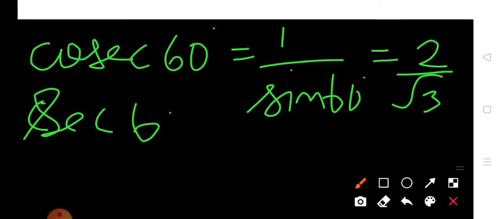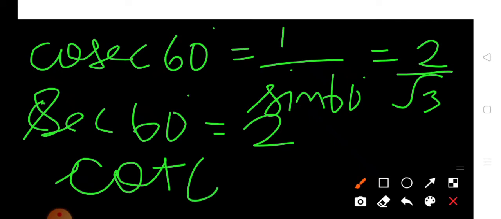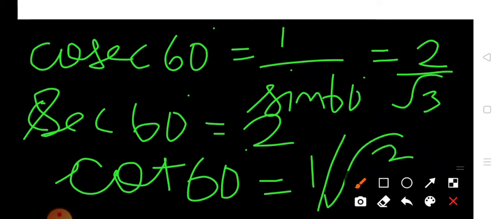अब म सेक को निकाल्दै छु. सेक 60 डिग्री भनेको कोस को उल्टा हुन्छ. कोस 60 डिग्री भनेको 1/2 थियो. सो यो 2 हुन्छ र सेक को निकाले मैले. सेक को बादमा कोट त tan को उल्टा हो, रेसिप्रोकल हो. सो कोट यो चाहिँ मैले tan को √3 निकालेको थिएँ. सो यसको चाहिँ 1/√3 हुन्छ. ओके.